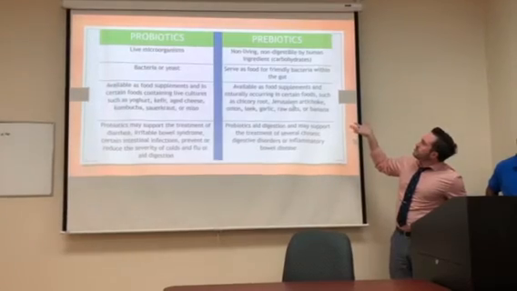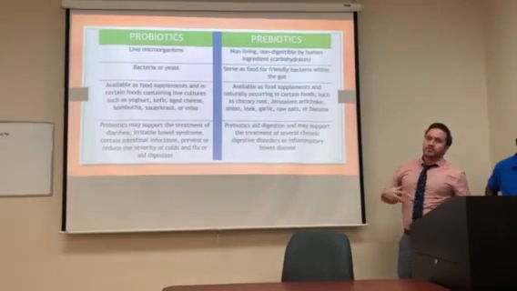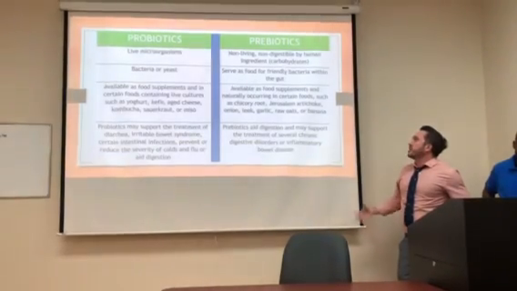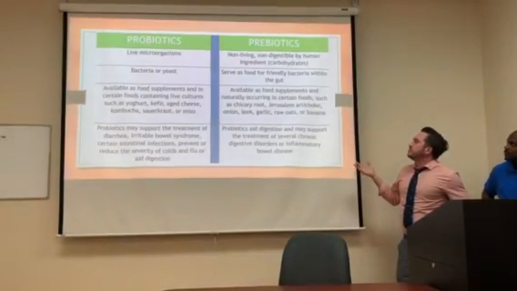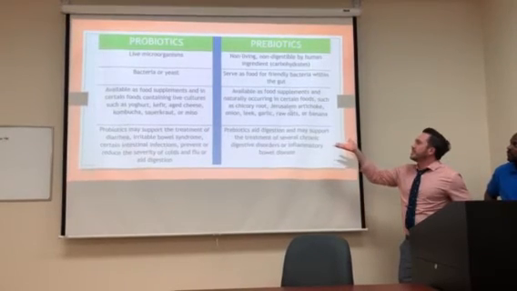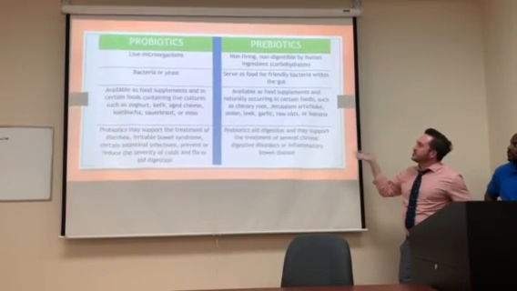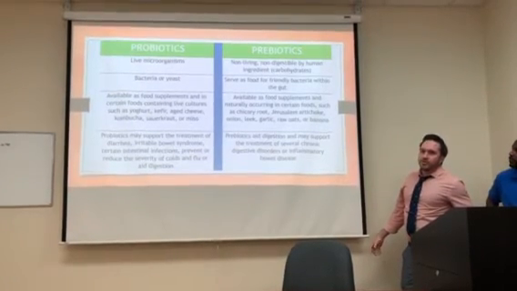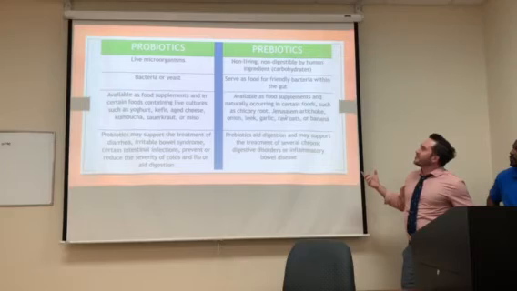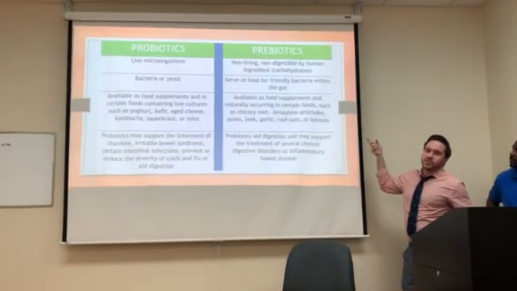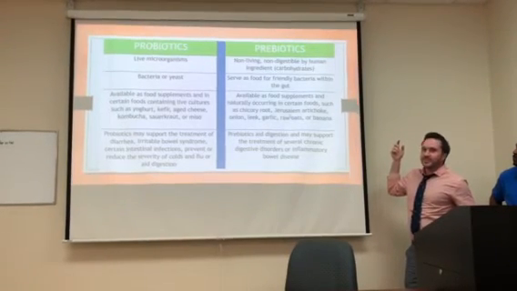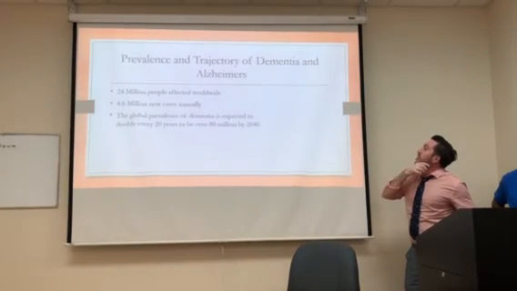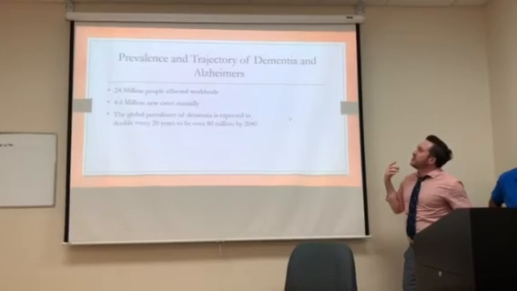And the way you can improve your intestinal flora is through the use of probiotics. Probiotics are foods that contain live cultures of these organisms, such as kombucha, kefir, or even probiotic supplements, and prebiotics, which is soluble fiber that they feed on. And then the effects of diet on Alzheimer's and dementia.